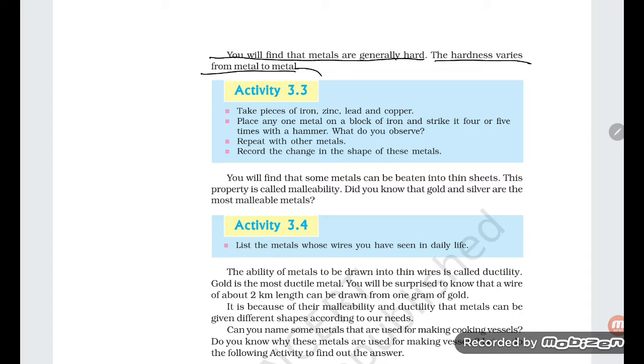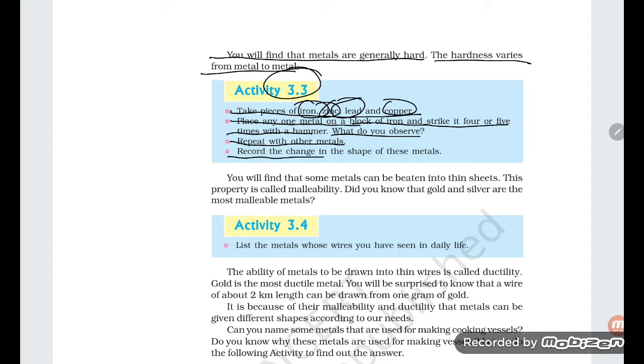Now activity 3.3. Take a piece of iron, zinc, lead and copper. Place any one metal on a block of iron and strike it 4 or 5 times with a hammer. What do you observe? Repeat with the other metals. Record the change in the shape of the metal. You will find that some metals can be beaten into thin sheets. This property is called malleability. Do you know that gold and silver are the most malleable?